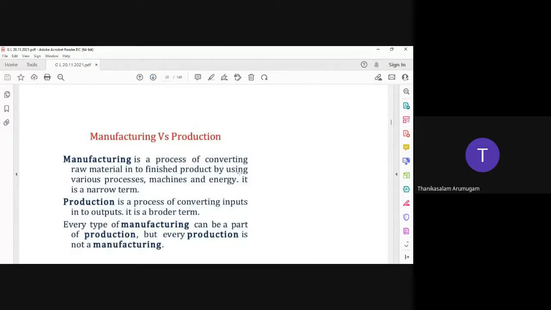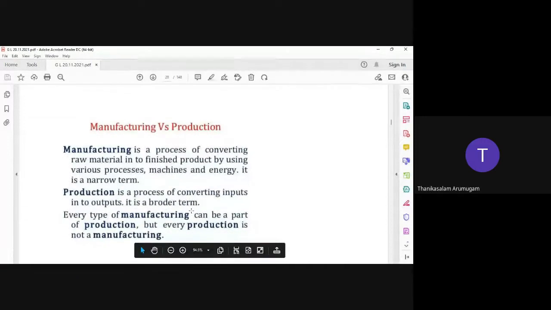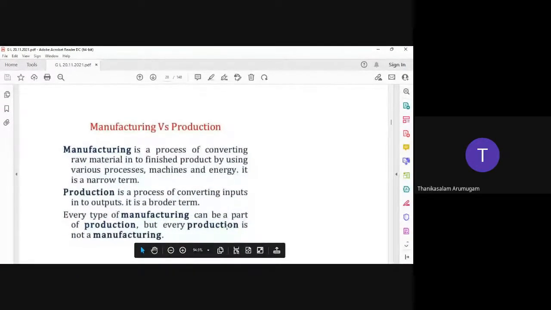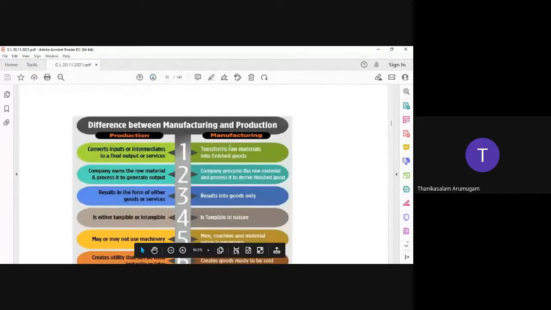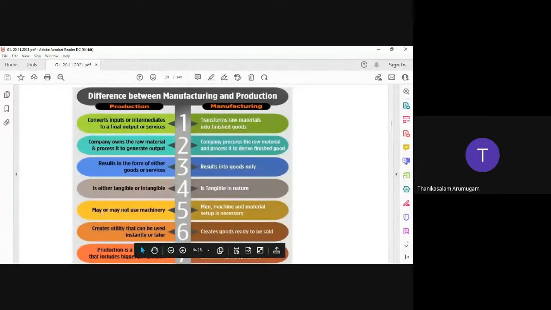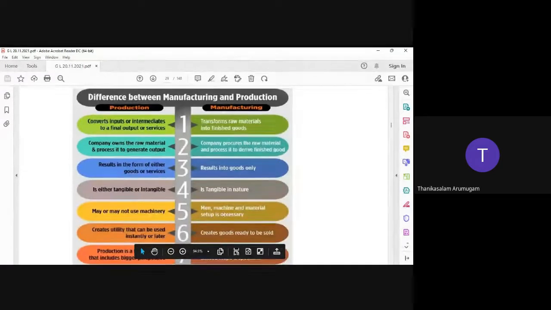Manufacturing is the process of converting raw material into finished product by using various processes, machines and energy. It is a narrow term. Production is the process of converting input into output. It is a broader term. Every type of manufacturing can be part of production, but every production is not a manufacturing. Production may or may not use machinery, but for manufacturing, a man, machine and material setup is necessary. See the fifth point.